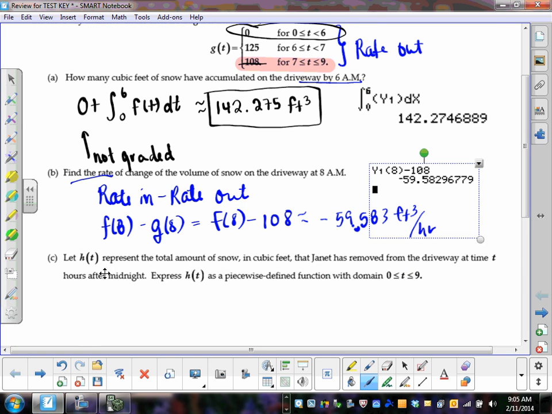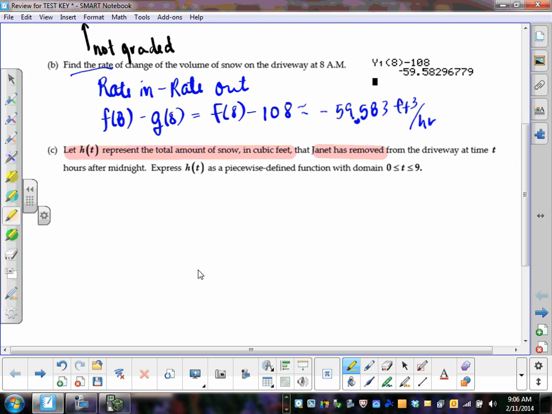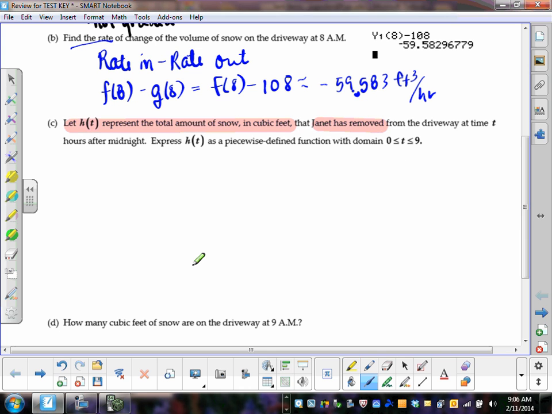The next part says let h of t represent the total amount of snow in cubic feet that Janet has removed. Most people make a mistake on this because they say let h of t represent the total amount of snow, and they stop reading. We're only doing the part that's been removed, not the part that's there the whole time. Okay, so not the amount that's on the driveway. So that means that we have to anti-derive g of t.